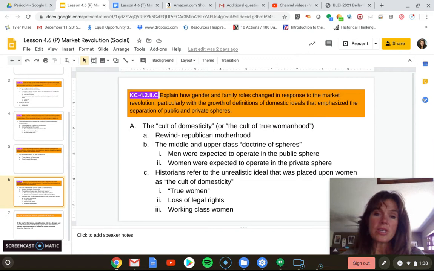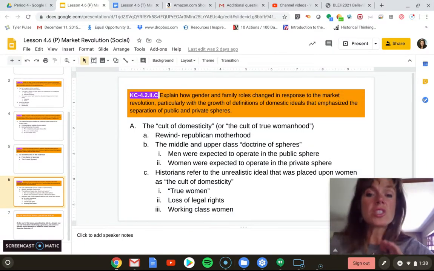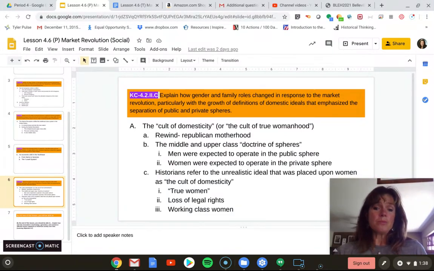This concept is known as the cult of domesticity or the cult of true womanhood. It refers specifically to white middle class to upper class women. Working class Irish women were working. Slaves in the South were busy working. So just to be clear of who we're talking about, before we jump right in, let's rewind.